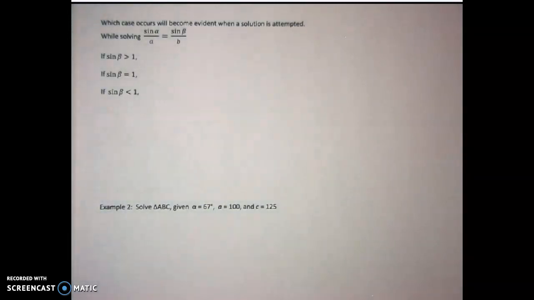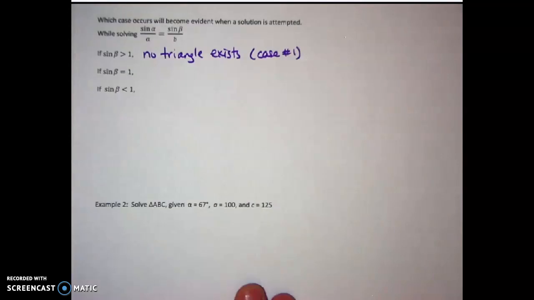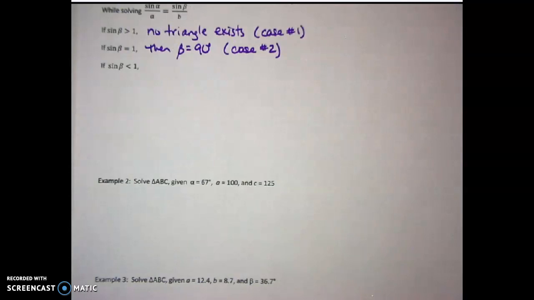So if you end up with a sine of beta or alpha or gamma greater than 1, then no triangle exists. Second of all, if the sine of beta equals 1, then that means that beta is a 90-degree angle, and case number 2 applies. And if the sine of beta is less than 1, either case number 3 or number 4 applies.